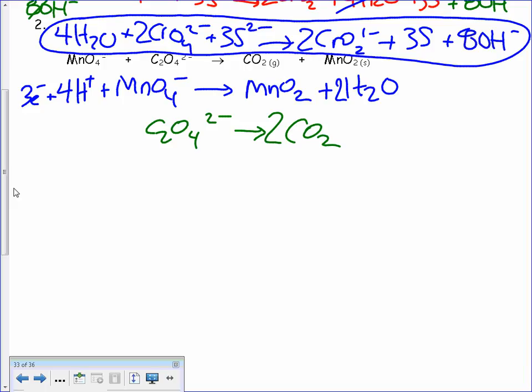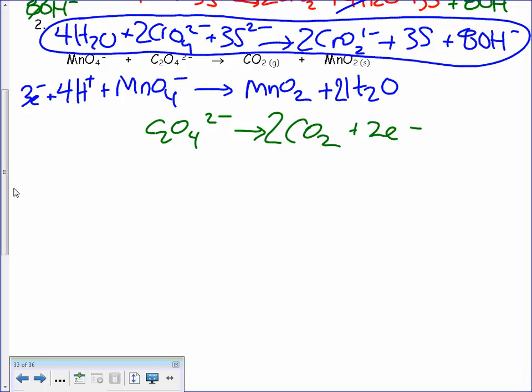Now my oxygens are actually balanced. So 4 oxygens. Next step. No. See, I have 2 times 2. That's 4 oxygens there. There's 4 oxygens there. We're good. We actually have no H's present. Charge balance is next. What's my charge, or what do I add? 2 electrons to the product side.